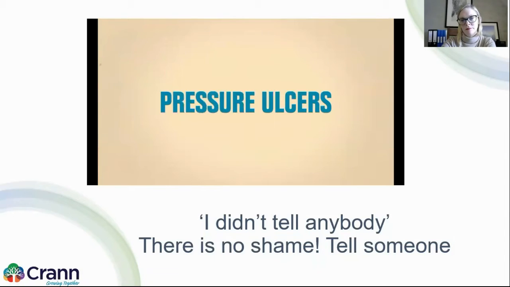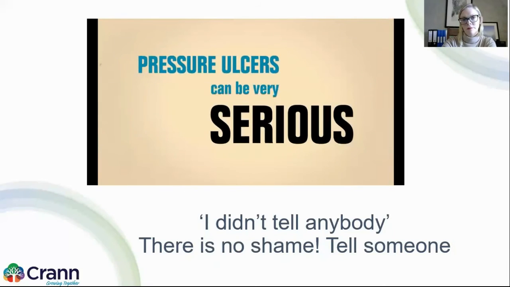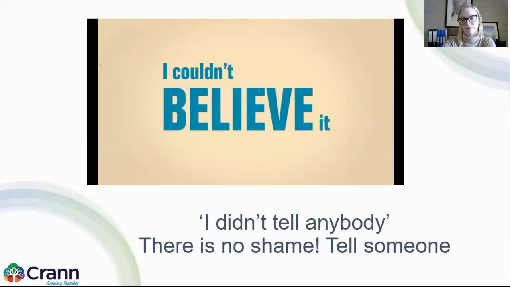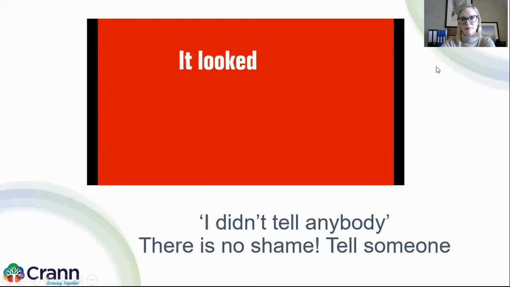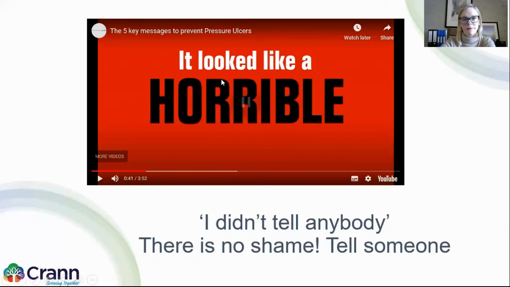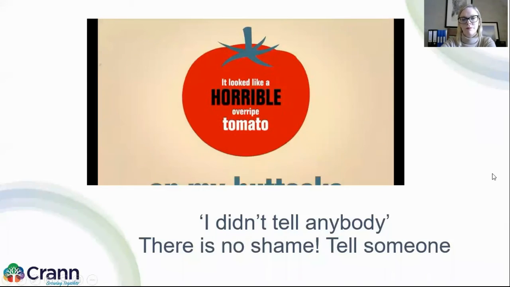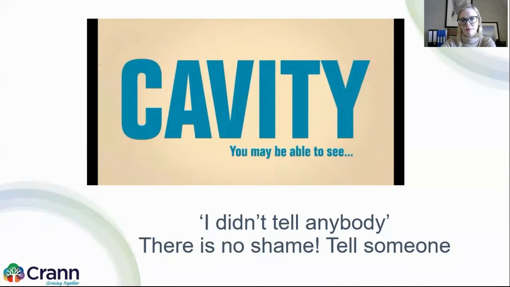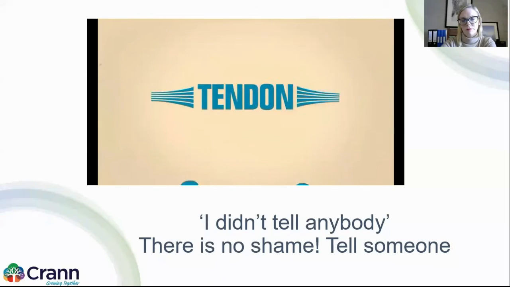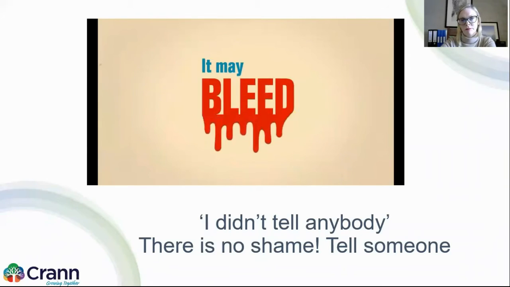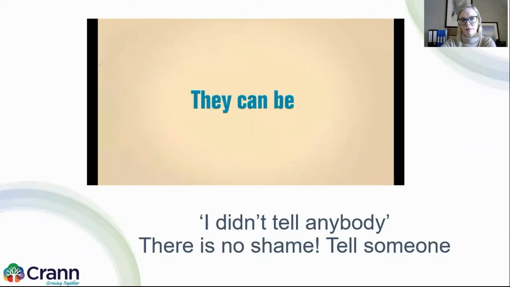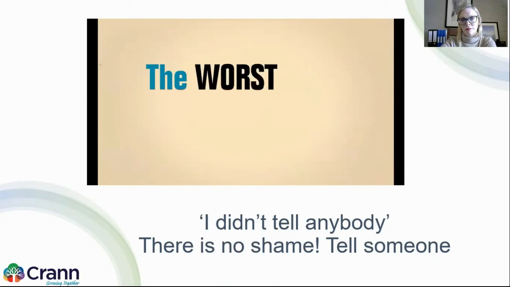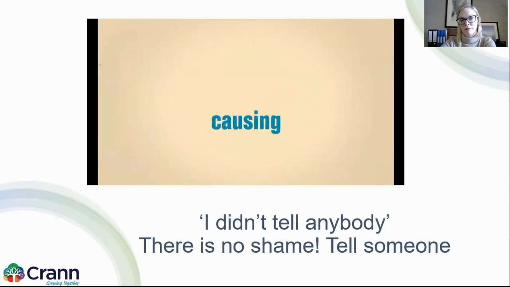Pressure ulcers, often known as bed sores, can be very serious. The area may be very red and inflamed. I couldn't believe it when I saw it, you know. It looked like a horrible, overripe tomato on my buttocks. A really nasty pressure ulcer can be a deep cavity. You may be able to see muscle or bone or tendon. The wound may bleed. The wound may weep fluid. They can be very foul smelling, like rotting flesh. The worst thing that can happen is complications causing death.